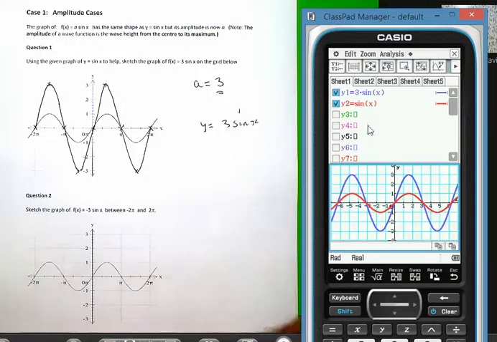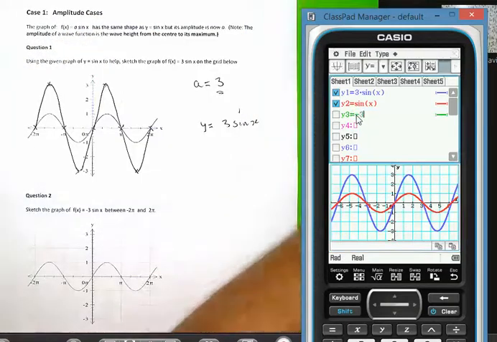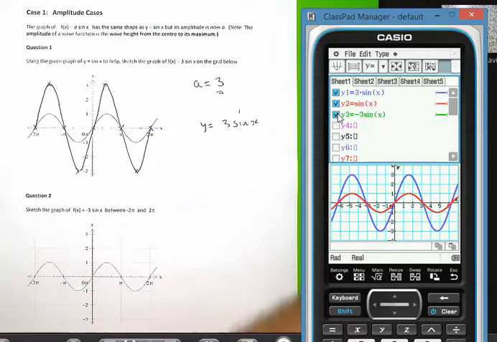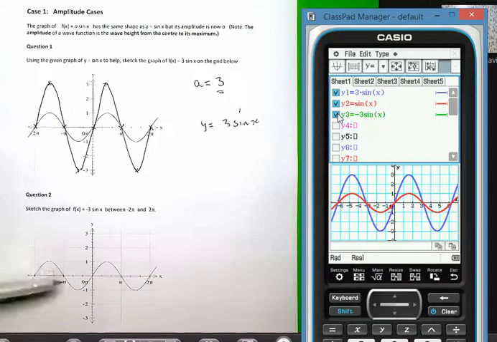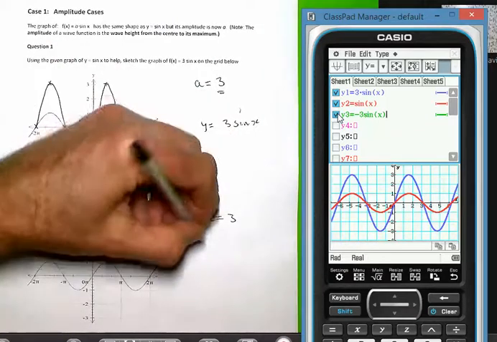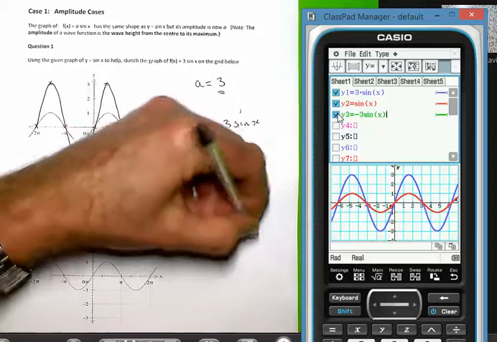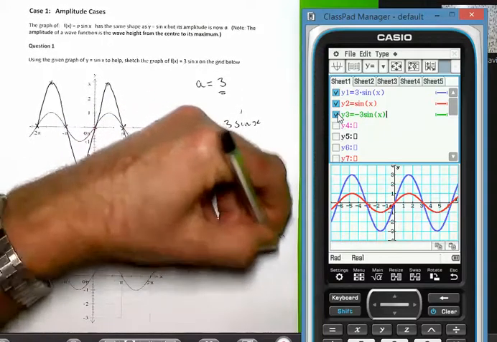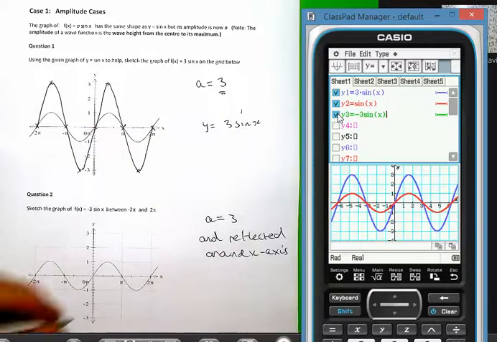Now when we come to have a look at negative 3 sine x, I'd like you to think about what will happen there. Negative means that everything is flipped around the x-axis, or reflected around the x-axis as you've seen before, and also magnified by 3. So write those factors down before you start.